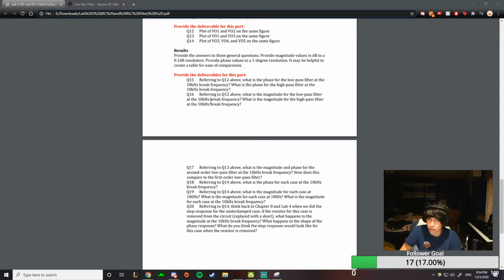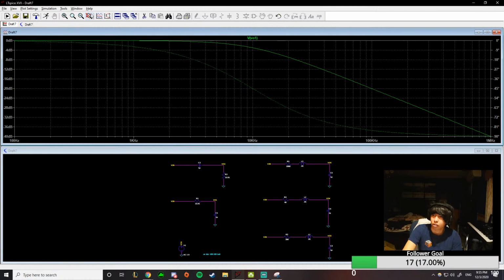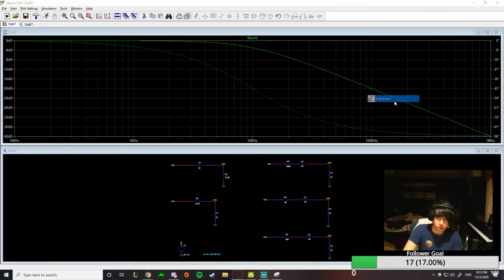Referring to question 12 above, what does Mac do for the low pass filter? What does Mac do for the high pass? Second order. Add traces.